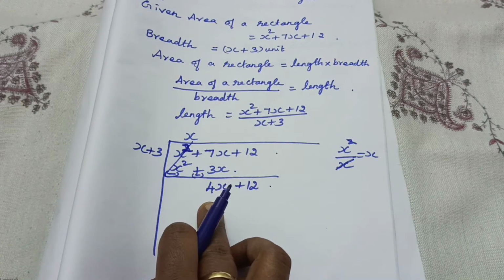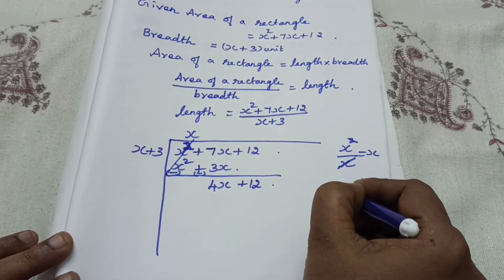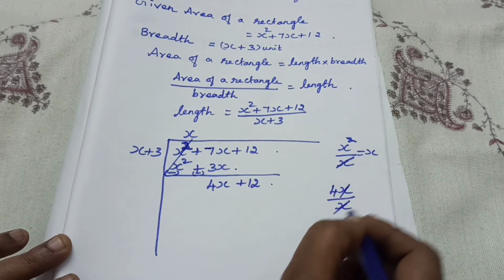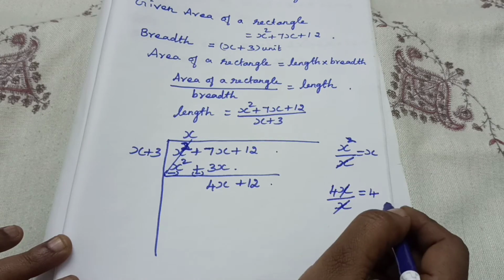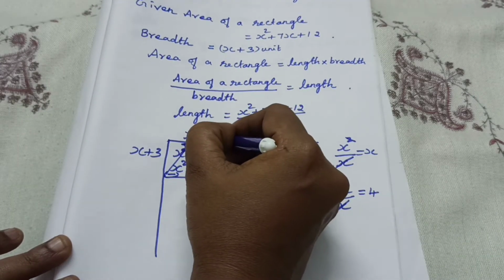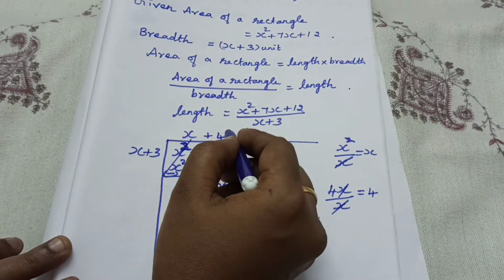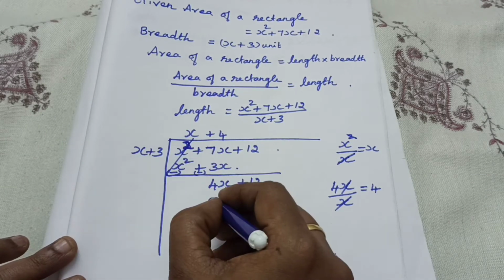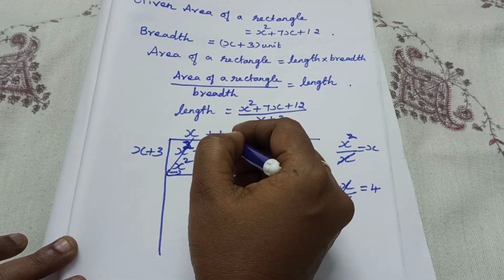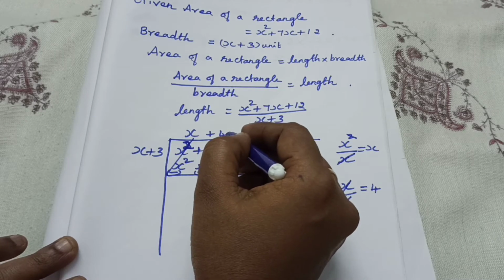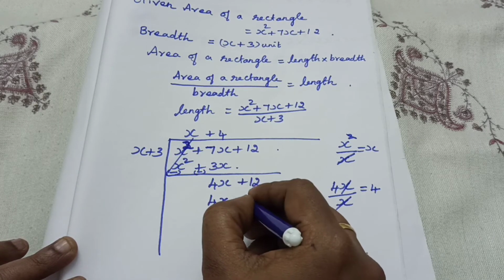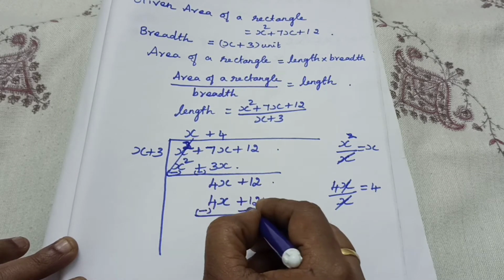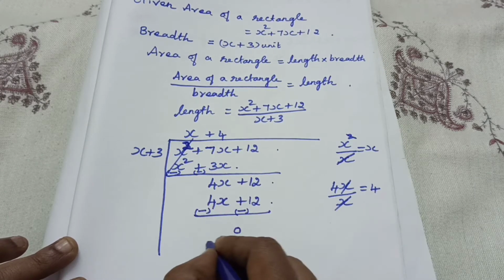Here which is the first term? Now you say 4x is the first term, isn't it? 4x divided by this x. Okay, this x we can cancel. 4 we will get. This 4 we have to write, plus 4, in the quotient. And afterwards this 4 you should take and multiply with this divisor. 4 into x is 4x. Then here again 4 into 3 is 12, isn't it? Plus 12. Shall we subtract this one? Here minus, here minus. Subtracting this, we will get 0.